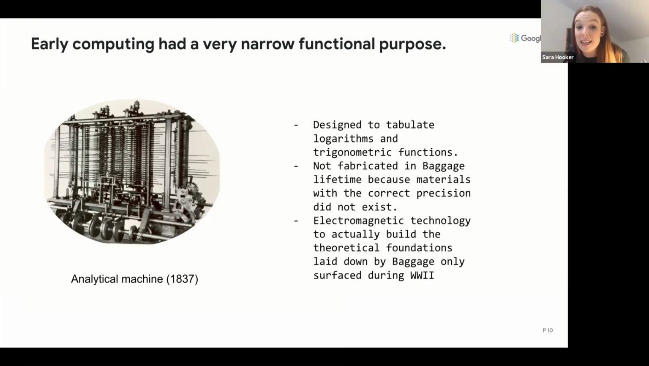So this was designed to tabulate logarithms and trigonometric functions. And what's interesting about this is that this was conceptualized during Charles Babbage's lifetime, but it wasn't actually built. The reason was that the parts needed to fabricate this machine were not available. The correct precision did not exist. And the electromagnetic technology actually only existed during World War II, when a lot of the technology from radio and telegraph relays was reincorporated into computers, which were necessary for cryptography.